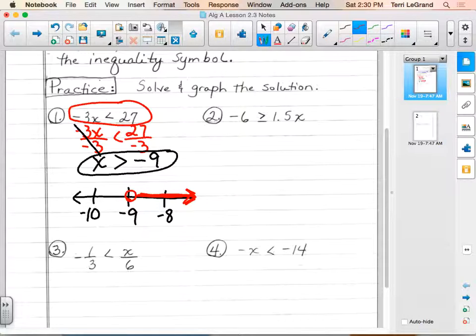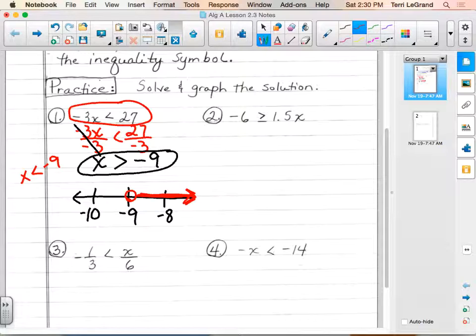Now, what if we had forgotten to reverse the inequality symbol like we needed to? We would have ended up with the solution instead. You don't have to put this in your notes, but I'm just going to write it over here. We would have ended up with this solution. We'd have kept the symbol going the direction it was, and we would have said that the solution is x is less than negative 9. So then let's check to see if negative 10, which would have been, because we would have shaded to the left then, we would have needed numbers smaller than negative 9. So negative 10 would have been in our shaded region.